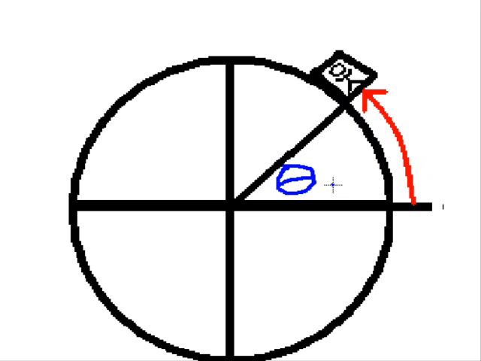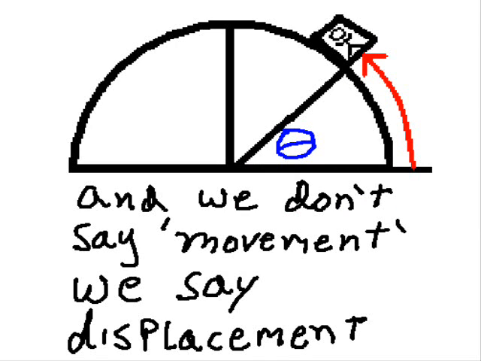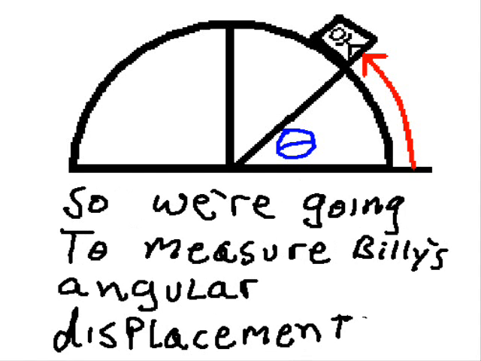But we could measure his angular movement, couldn't we? As he moved from here to there. That angle is called theta. And we don't say movement, we say displacement, displacement. So we're going to measure Billy's angular displacement. And I say angular because theta is an angle.